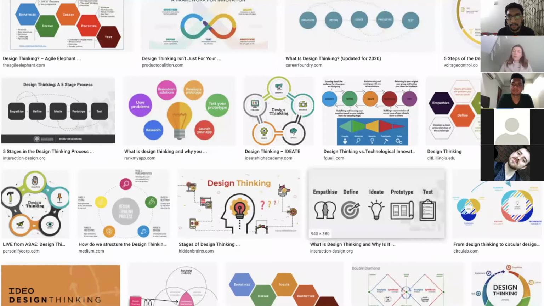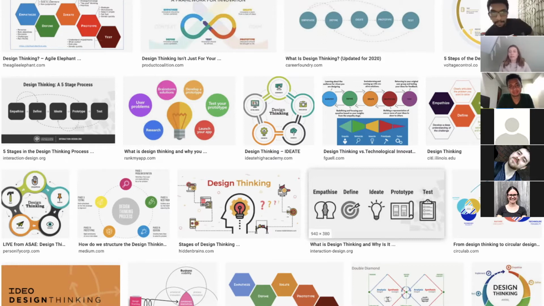So one of the things that we can do to get thinking in this way and adopting this mindset is by using something called design thinking. I don't like to think of design thinking as a process, as it's sometimes called in some of these diagrams. This is just a Google search, and these are all the images that come up when you type in design thinking.